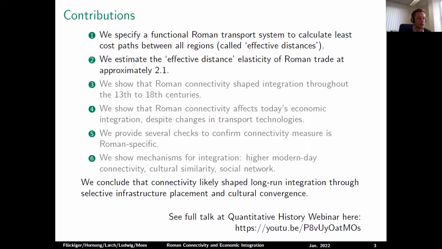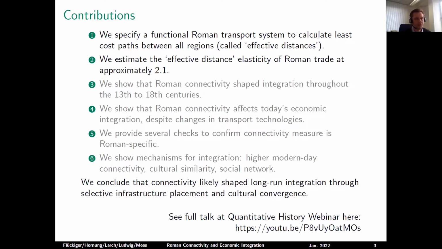So what we do in the project, first of all, is create a Roman transport system. Basically, this is our physical network that allows us to calculate least cost paths between any region within the Roman Empire that we're focusing on. So we're trying to figure out how much it costs to go from one region to another, given the different modes of transportation that we have at hand. And this is what we're going to later call effective distance.